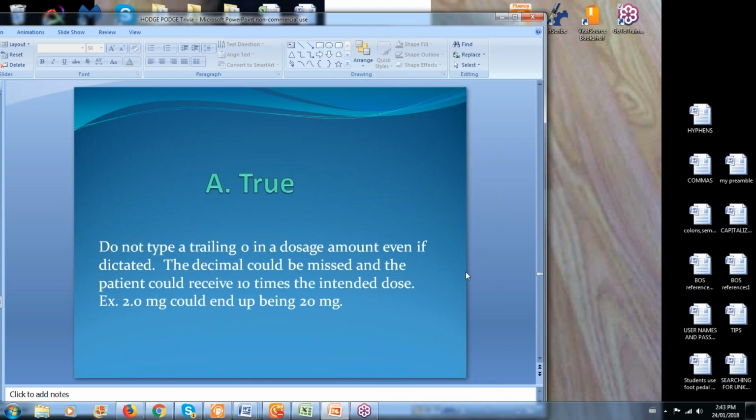A, true. Do not type a trailing zero in a dosage amount, even if dictated. The decimal could be missed and the patient could receive 10 times the intended dose. So for example, instead of this poor patient getting 2.0 milligrams, they could end up getting 20 milligrams, and that certainly could be critical to patient care. Now that rule doesn't apply as far as lab tests go, but as far as dosage amounts, do not. If they say 2 milligrams, do not put 2.0, even if dictated that way, okay?